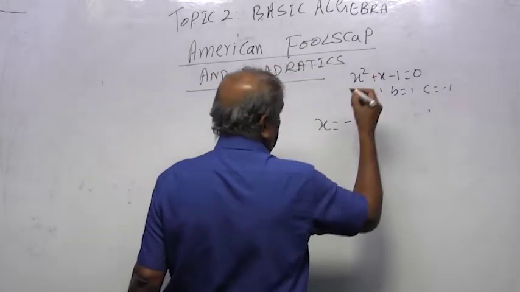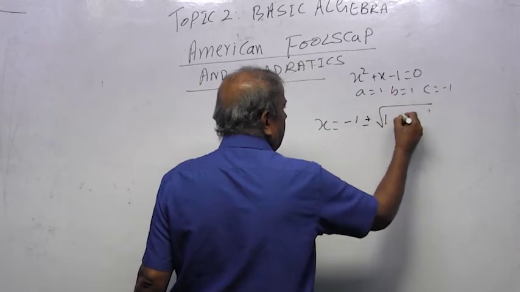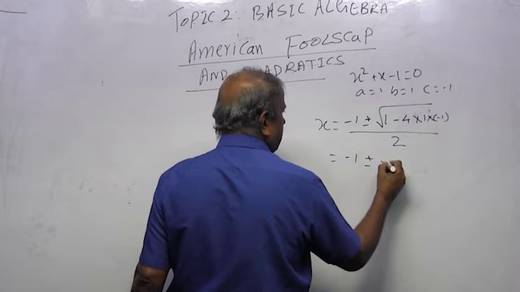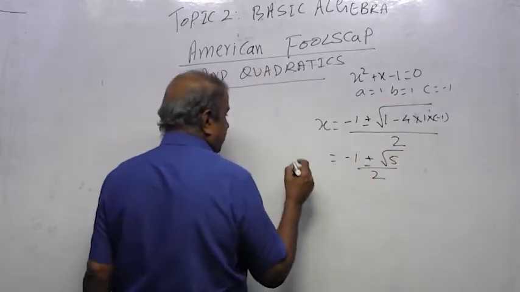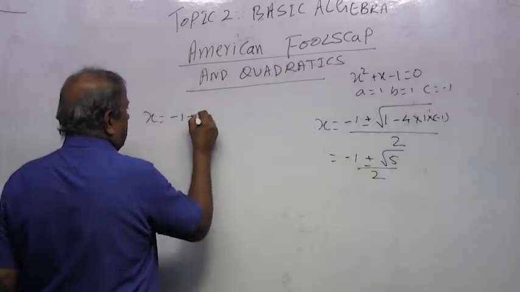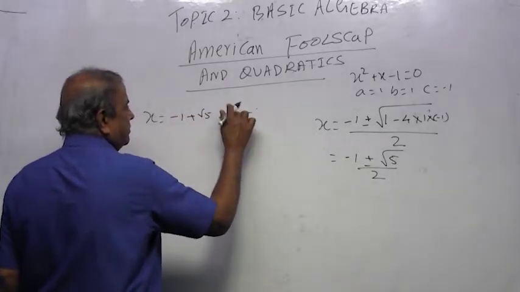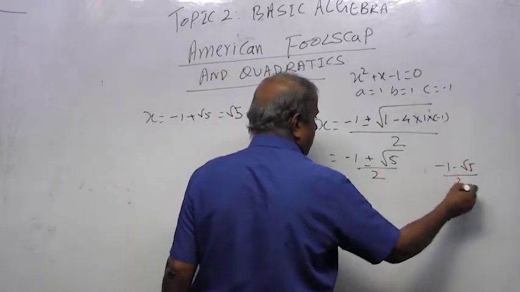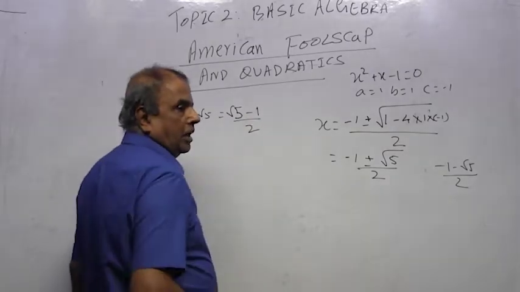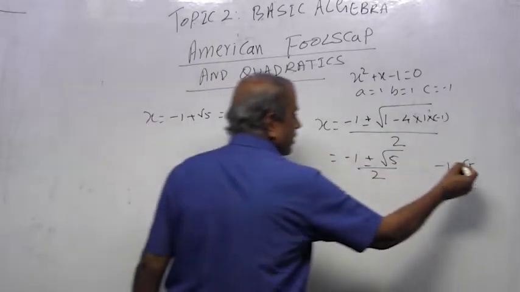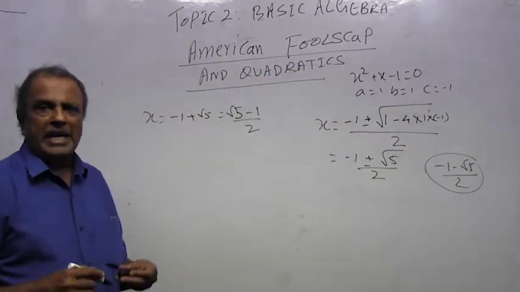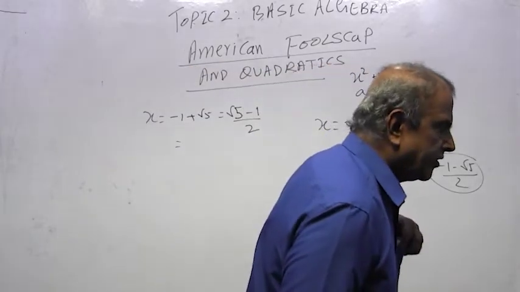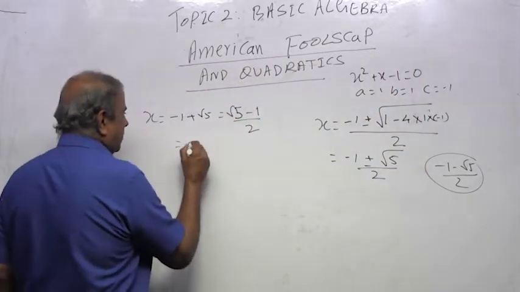Okay, let's write the formula. Minus 1 plus or minus root of 1 minus 4 times 1 times minus 1, whole over 2, which is minus 1 plus or minus root 5 over 2. So they said x equal to minus 1 plus root 5, which is root 5 minus 1, over 2. But I don't use the other one, minus 1 minus root 5 over 2, because it's going to be negative and the length of the side cannot be negative. Let's evaluate this answer. This answer is 0.61803.